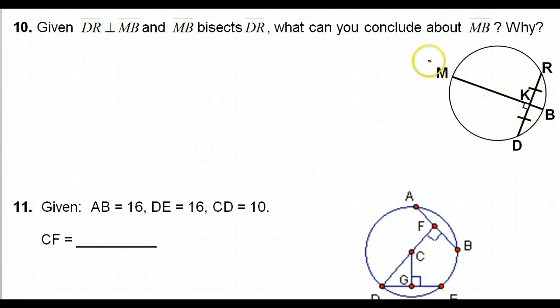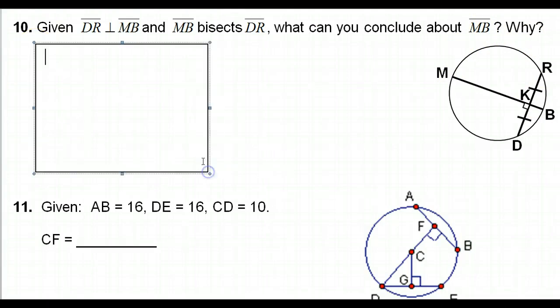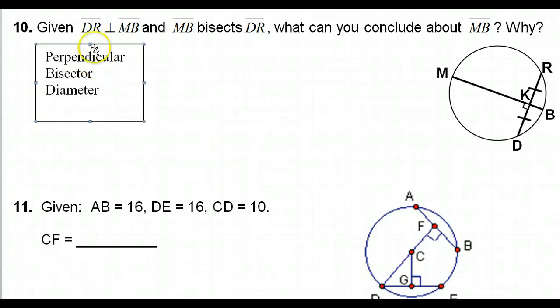Okay, given that segment DR is perpendicular to segment MB, and MB bisects DR, all that's shown in the picture, what can you conclude about segment MB, and why? Well, this goes back to something that we've talked about in previous lessons, and it's the relationship between these three words: perpendicular, bisector, and diameter. We learned that these three words are connected because if we are looking at a segment, if any two of these are true, then the third one is also true.